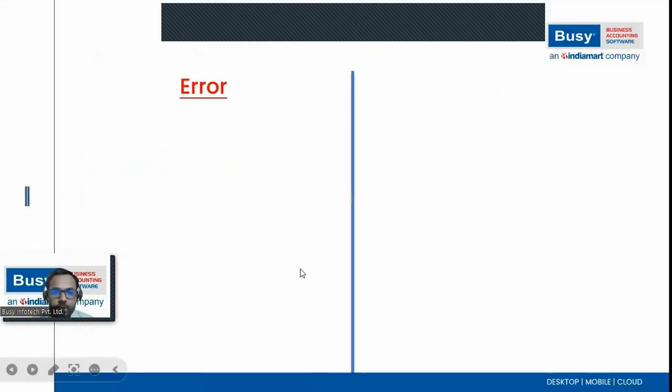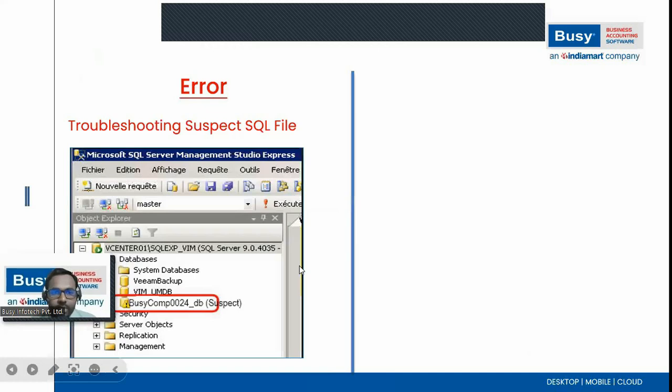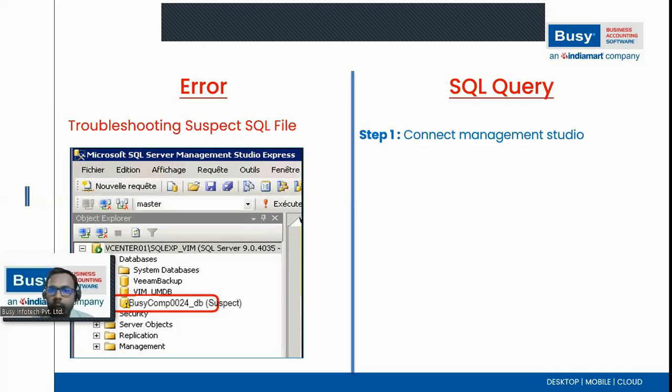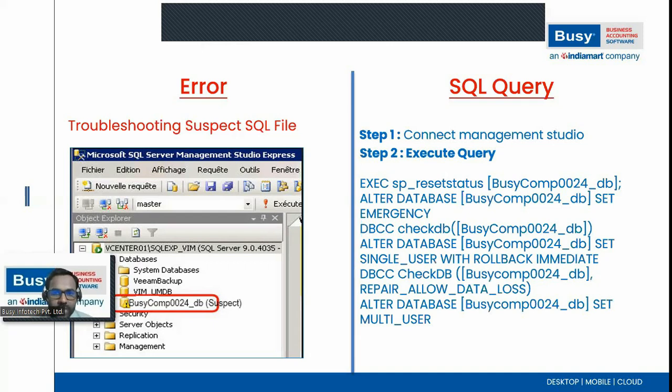Troubleshooting steps for a suspect SQL file. Due to improper shutdown or power failure, the file will go into suspect mode. When you are working with the SQL database, the power might suddenly go, and if you don't have a power backup, you might face this suspect mode problem. Then you have to call our customer care or call the partners, or you can take a backup of your data. You can stop the service, copy the data folder, and place it somewhere. That will be the better option, because if you have multiple companies, taking a backup of each and every company is not possible.